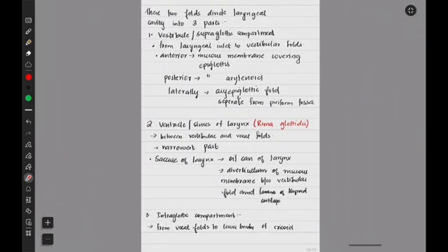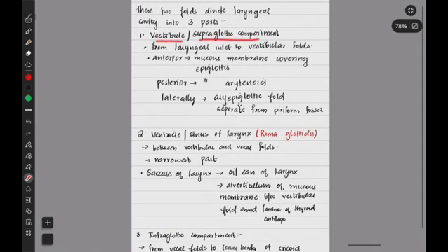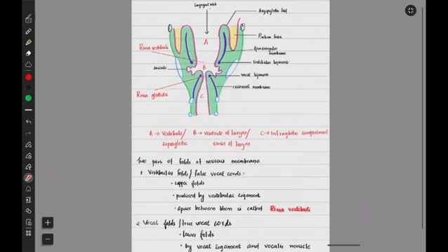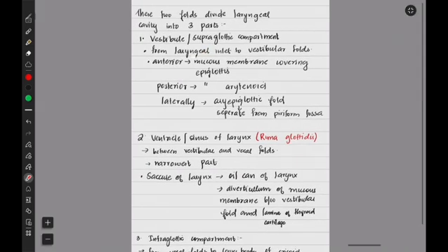So these folds divide the laryngeal cavity into 3 parts. That is the vestibular or supraglottic compartment. It extends from the laryngeal inlet to the vestibular folds. Anteriorly it is the mucous membrane covering the epiglottis, posteriorly the mucous membrane covering the arytenoids, and laterally the aryepiglottic folds, which separate it from the pyriform fossa.